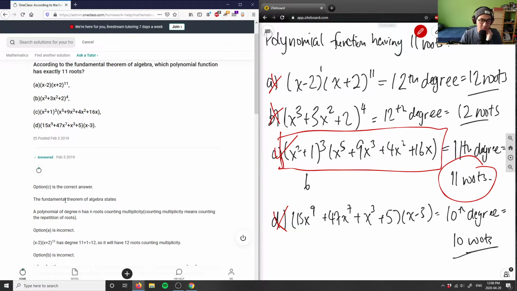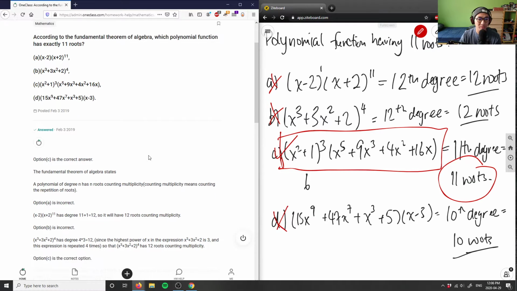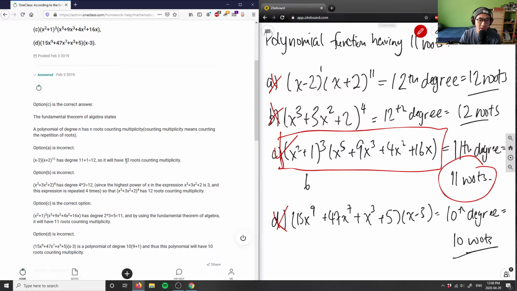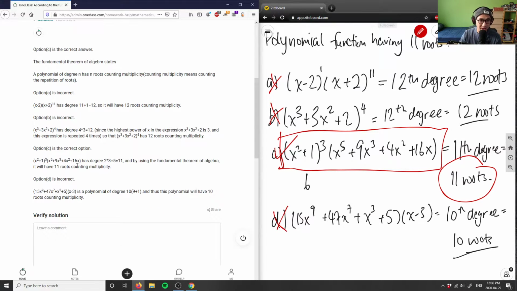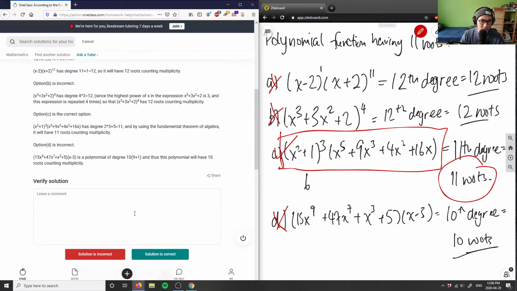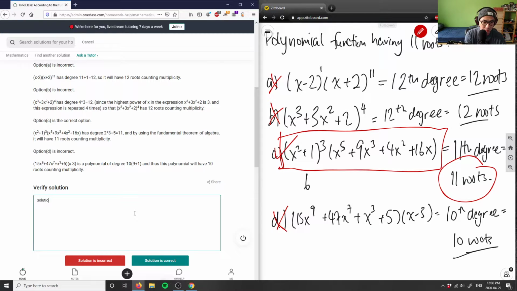And as I again stated, the fundamental theorem of algebra states that a polynomial of degree n has n roots counting multiplicity, right? So we're counting the repetition of roots here. So A has 12 roots, like we said here. B also has 12 roots, like we said here. C has 11 roots. And finally, D here would have 10. So this solution here is correct. Good analysis here.